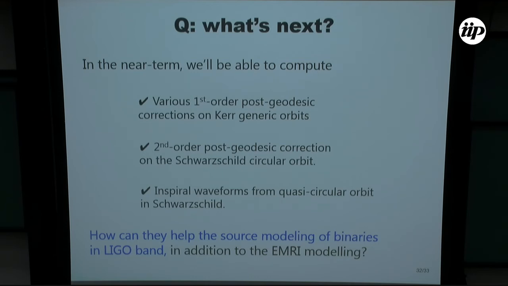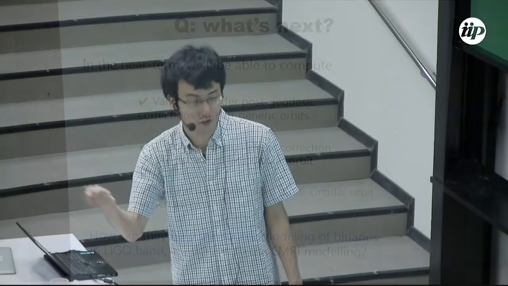We can compute the self-force correction to the motion for generic orbit in Kerr, but to the first order. And also, we should be able to compute the waveform and also the second-order correction to the motion, and also the waveform from the inspiraling orbit in the Schwarzschild spacetime. It should be ready soon.